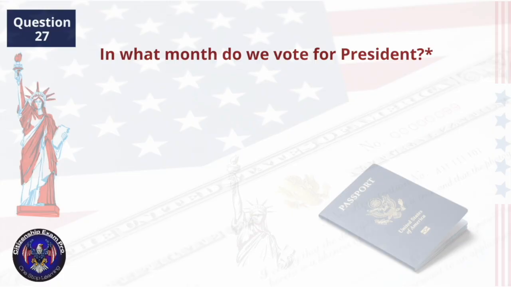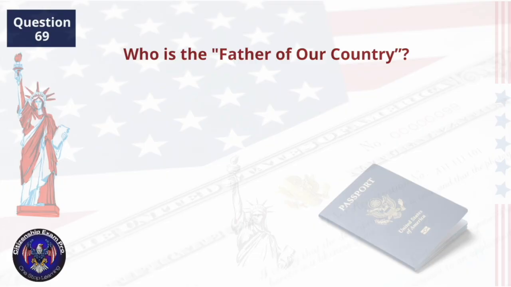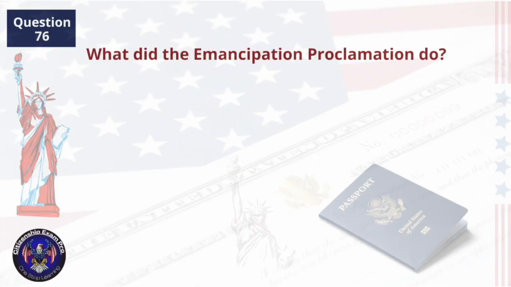In what month do we vote for president? November. Who is the father of our country? George Washington. What did the Emancipation Proclamation do? Freed the slaves.